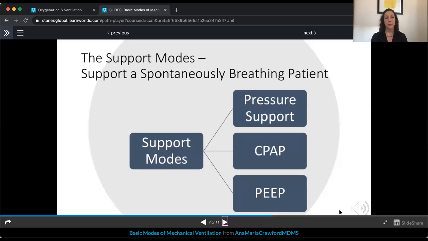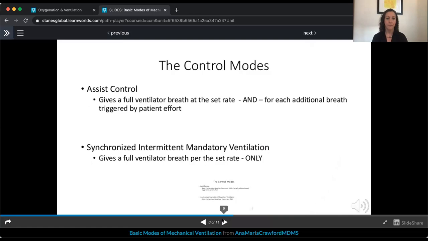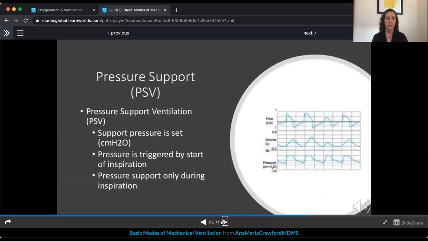So let's go back now and let's talk about support modes. Remember, support modes, your patient's breathing spontaneously. All you're going to do is support their breathing by adding pressure. The types of pressure you can add is pressure support, CPAP, and PEEP. So what are the differences? Pressure support adds pressure during inspiration.